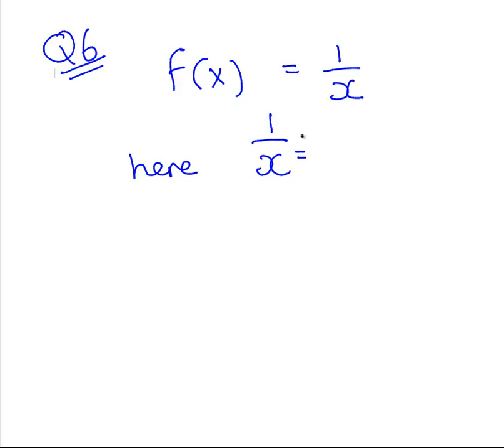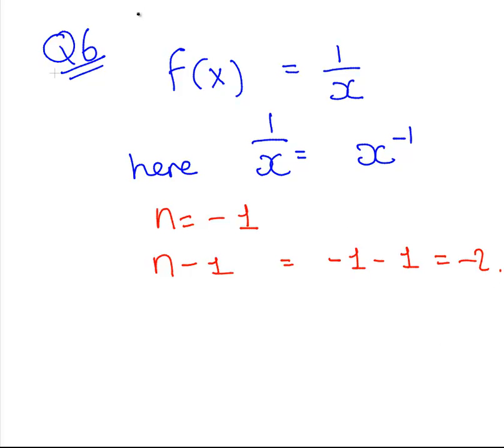I actually didn't realize that was there. I didn't actually write this sheet. So f of x equals 1 over x. Now here, 1 over x is equal to x to the power of minus 1. So here n is equal to minus 1, and n minus 1 is going to be minus 1 minus 1, which is equal to minus 2.